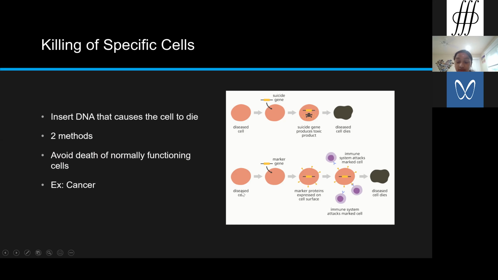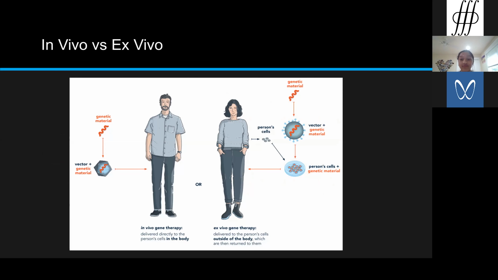So over here, right, you have a diseased cell, and then you have your marker gene, and the marker gene will cause the marker proteins to be expressed on the cell's surface, and then the immune system will recognize that and attack the cell and cause it to die. But what's really important in this is that you have to make sure that you're avoiding the death of the normally functioning cells. Otherwise, that's not going to end up really well. And this is also useful for cancer and trying to prevent that from spreading even more.